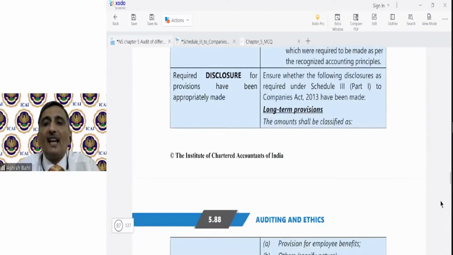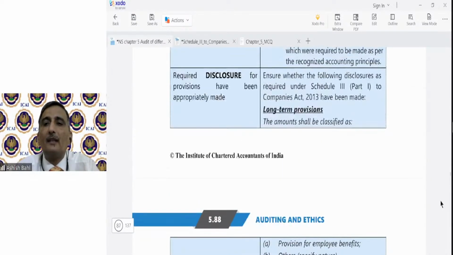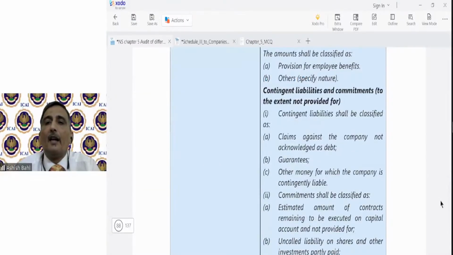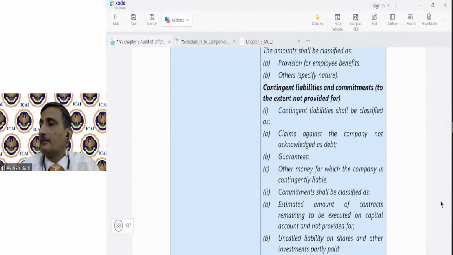Now, provisions can be long term or short term. So, these have to be disclosed. Similarly, long term or short term provisions. Now, contingent liabilities, how these have to be disclosed? Contingent liabilities shall be disclosed. Claims against the companies not acknowledged as debts.